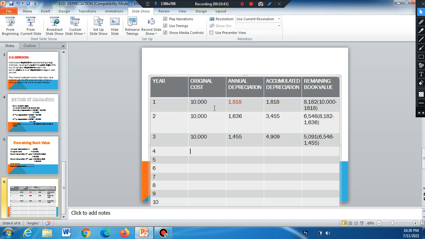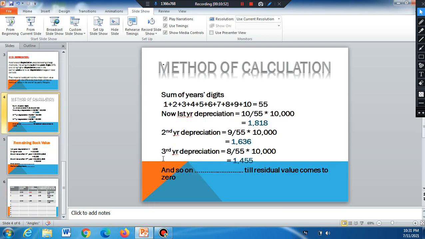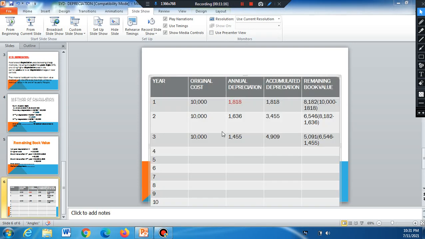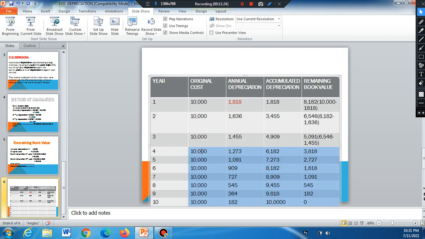And after that, the calculation is made very simple. Okay, the same method will be applied as I have shown here from the method of calculation. In the fourth year, what will be the depreciation? That will be 7 by 55 into 10,000. Okay, and similarly 5, 6, 7, 8, 9, 10 till residual value comes to 0. That will be our motive. Okay, so in the meantime, I have also calculated values from 4 to 10 years onwards. We will just quickly see here.